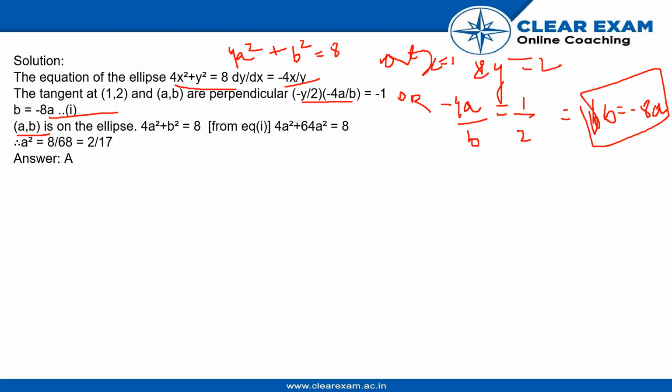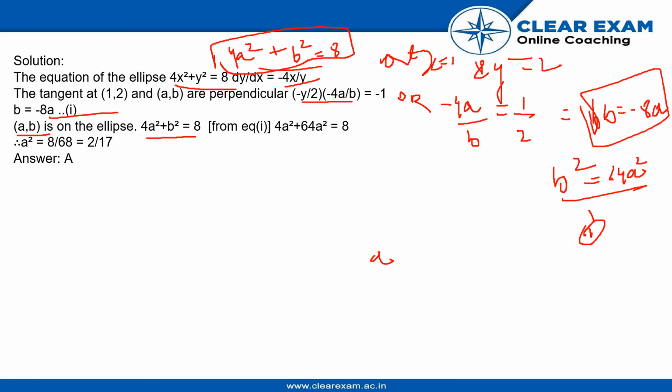So as AB is on the ellipse 4a² + b² = 8, then after squaring both sides we'll get the value of b², that is 64a². Now we have to put this in the equation 4a² + b² = 8, this one. After putting the value of b, we'll get a², that is 2/70. We have already calculated here, so our option is A.